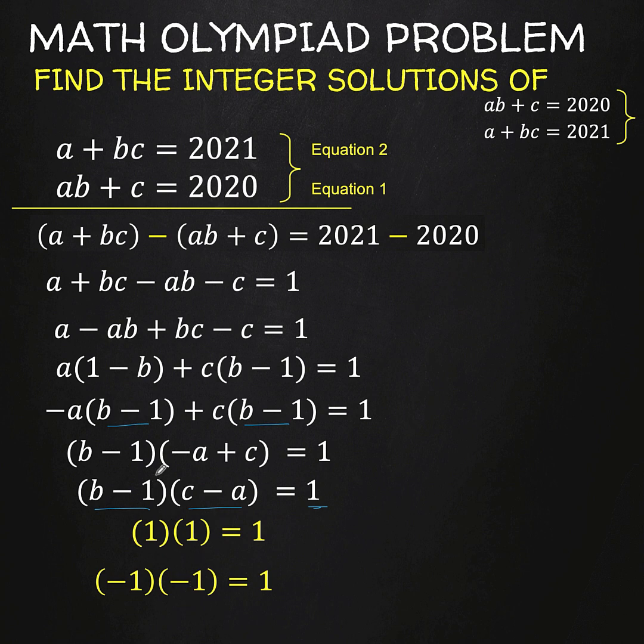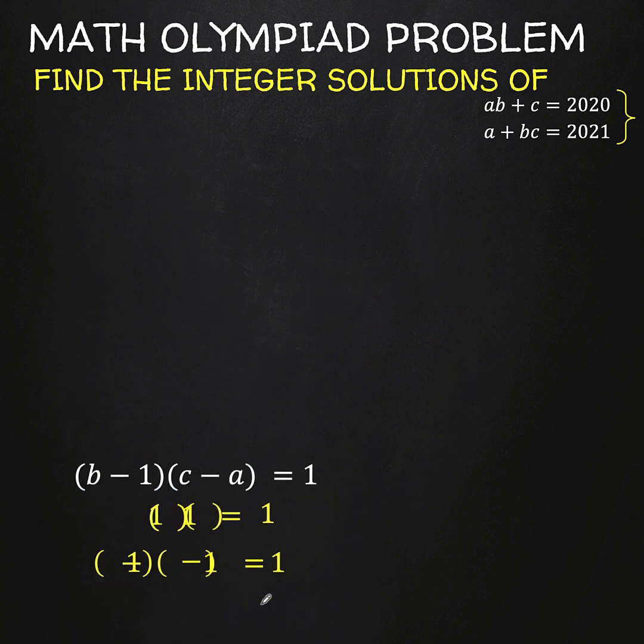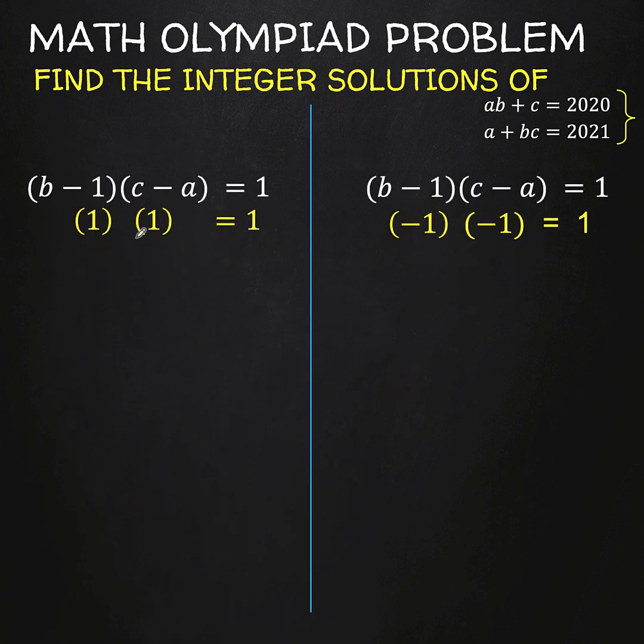So that means this b minus 1 could be positive 1 when c minus a is also positive 1, because their product is 1. But when b minus 1 is equal to negative 1, then c minus a must also be negative 1 so that the product is positive 1. So let's take a look at these two cases. We have two cases here, and we are going to solve for a, b, and c in both of these cases. So let's take a look at this part here.